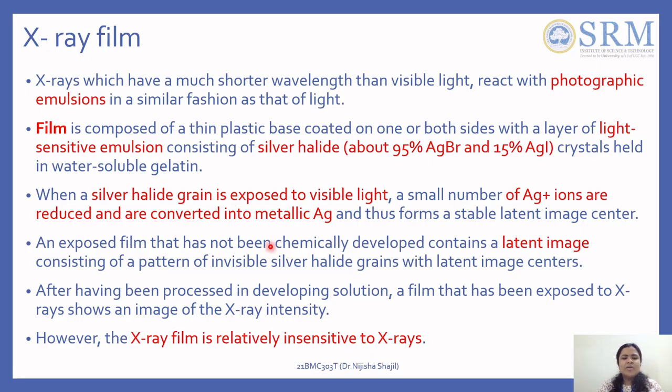The exposed film, which is not chemically developed, contains a latent image consisting of a pattern of invisible halide grains with latent image centers. When the X-rays fall on the film, you have a different pattern which you cannot see. Now you need to process it. You need to process it to improve it. Whichever area has been exposed to X-rays can then be seen.